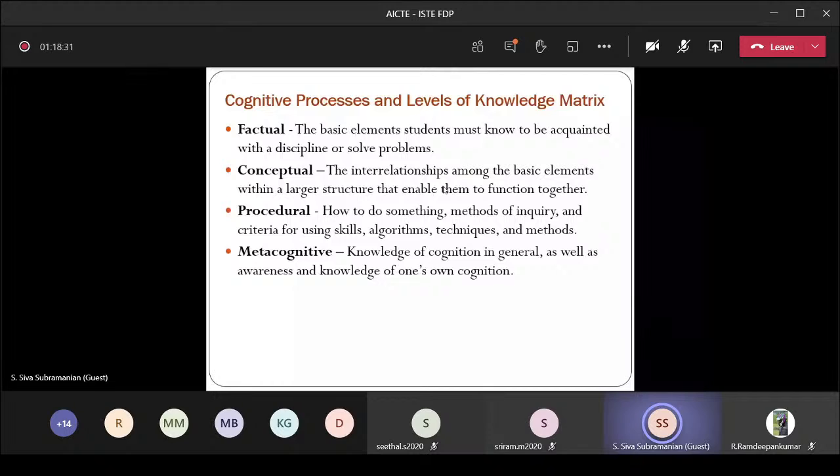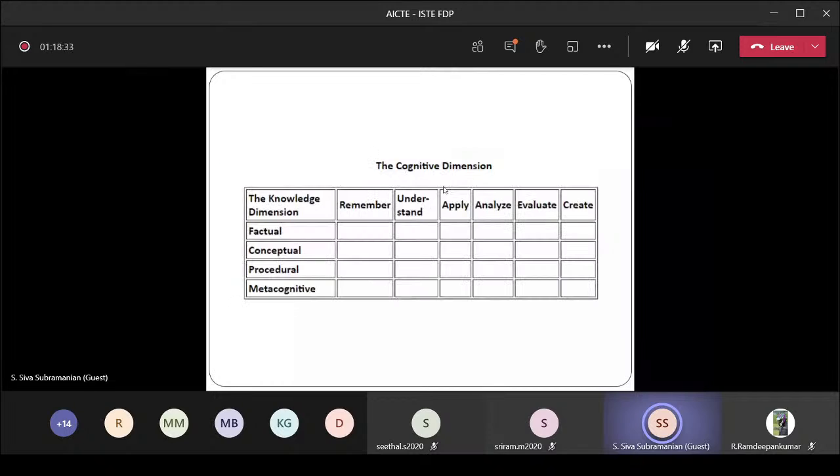And this we need to relate to the cognitive dimension of Bloom's taxonomy. Okay, so what do we do here? The knowledge level K1, K2, K3, and K4, right? And these are my Bloom's taxonomy phrases. So this was a matrix which was available at the initial stage.